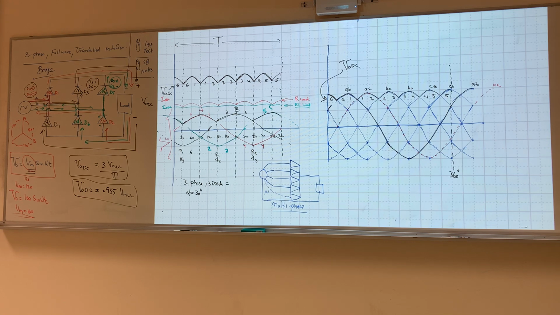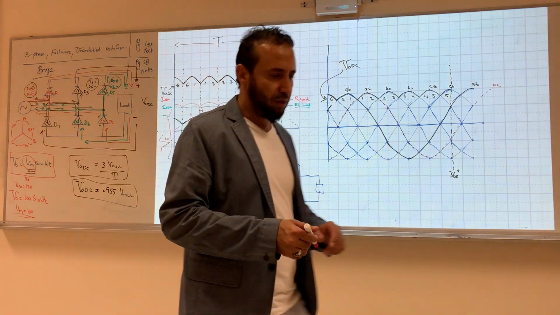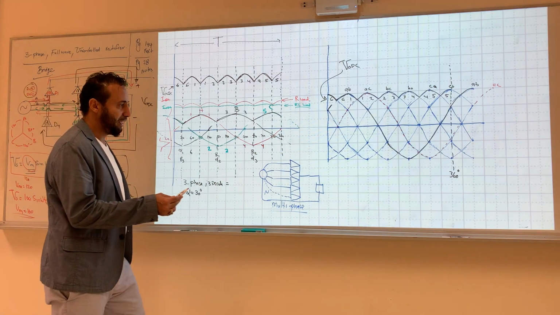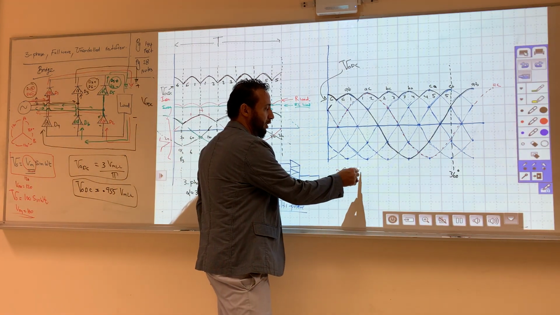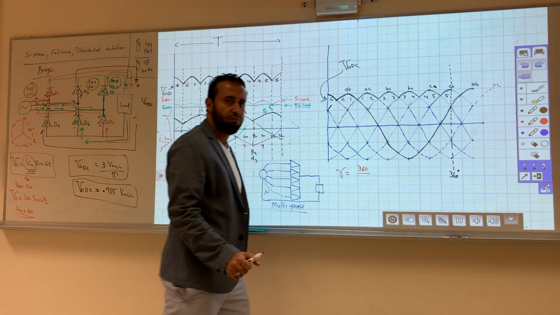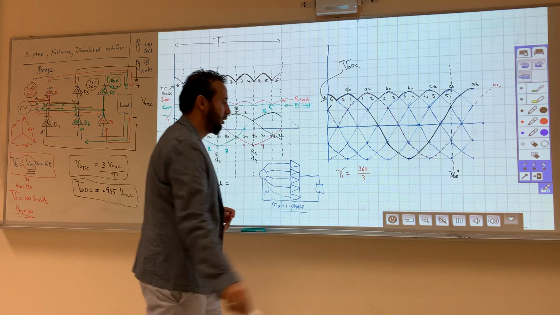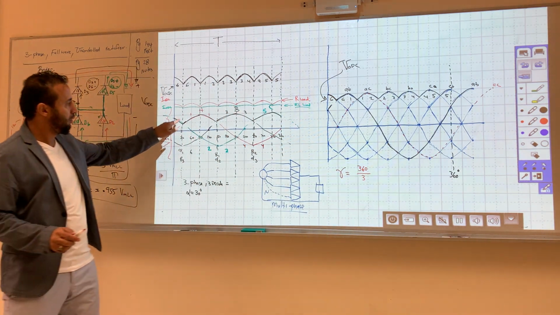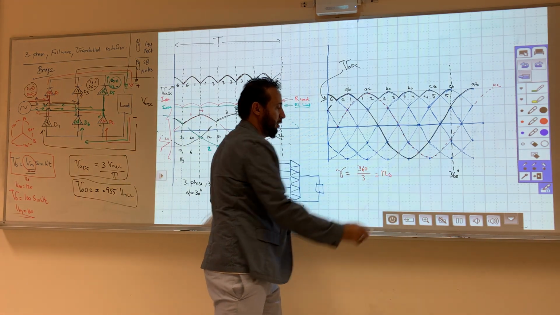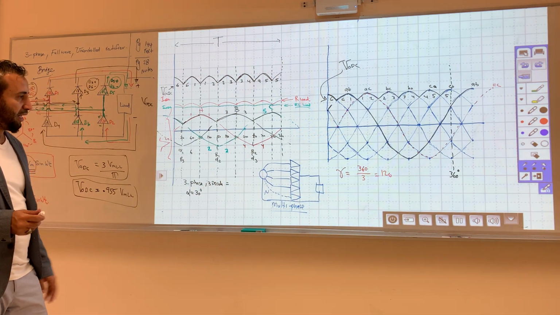Okay. We know that the conduction angle equals 360 divided by number of pulses. Let's say here we have 3 pulses: 1, 2, 3. So conduction angle is 120. So I know the conduction angle, and I know the alpha.